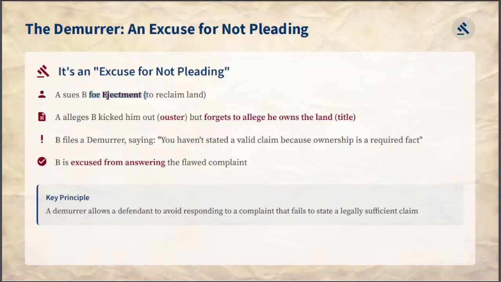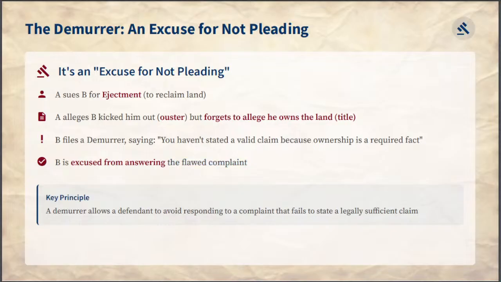A sues B for ejectment to reclaim the land. A alleges that B kicked him out. So A has been kicked out. B is there, but A forgets to allege he owns the title. So B files a demurrer saying, well, you haven't stated a valid claim because ownership is a required fact. Now B is excused from answering the flawed complaint.